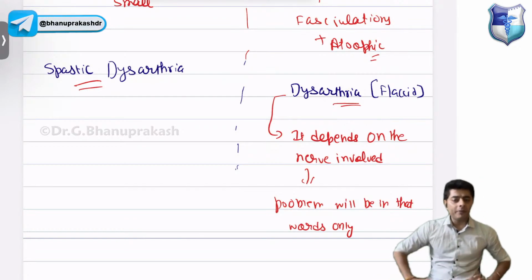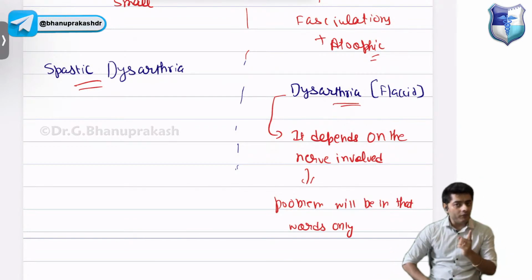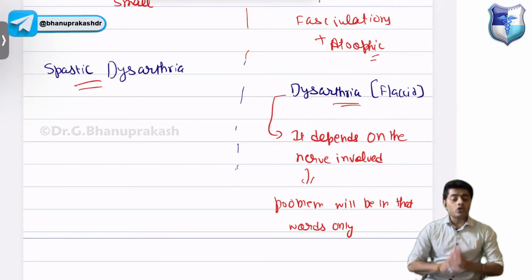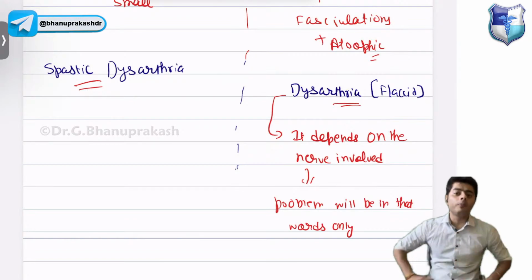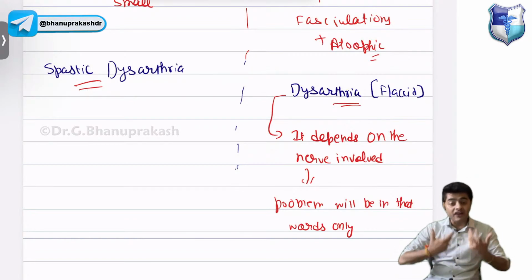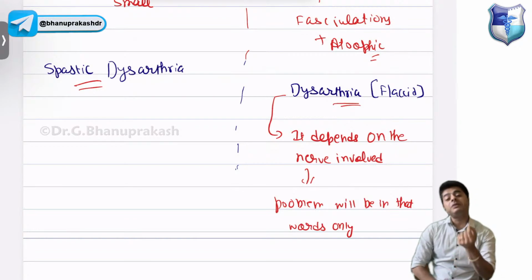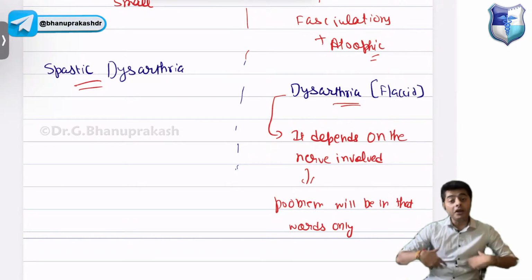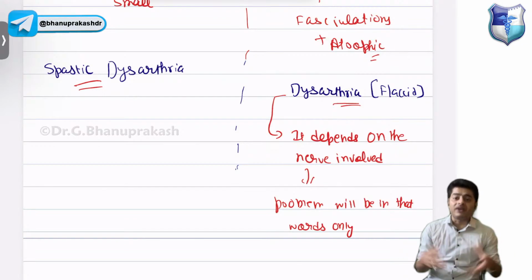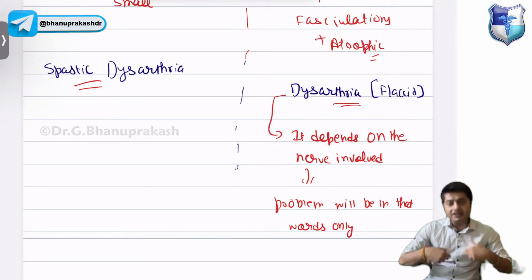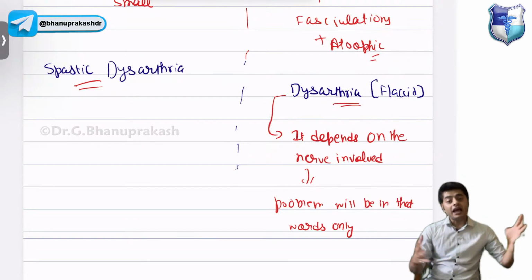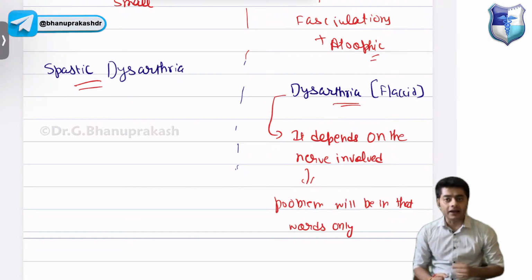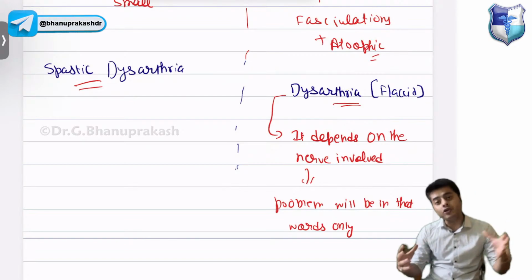Now suppose I am a patient with spastic dysarthria, can I move my tongue? No, I can't move my tongue. So I have to put a lot of effort into making words. Suppose I want to say dysarthria, I am putting in effort. So when you put in effort and suddenly something comes out, what will happen? Everything will come in a collided and continuous manner.